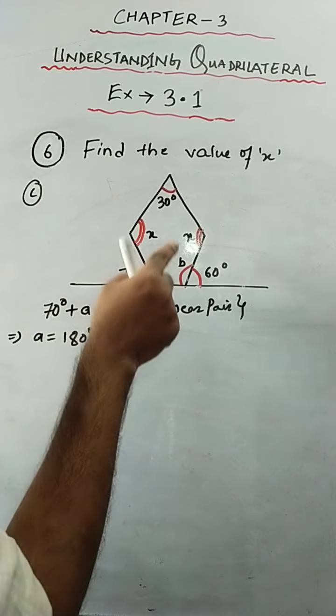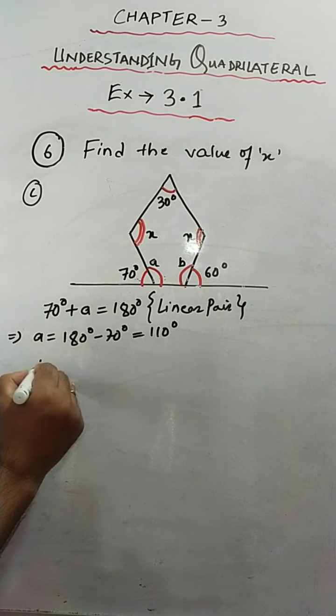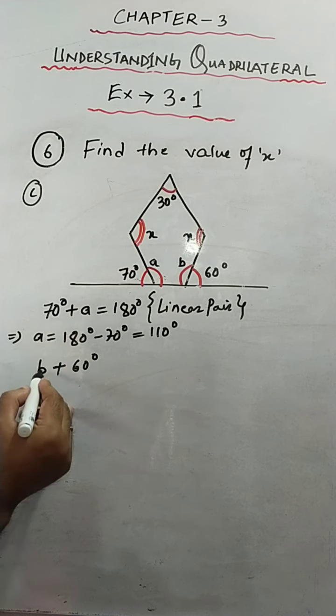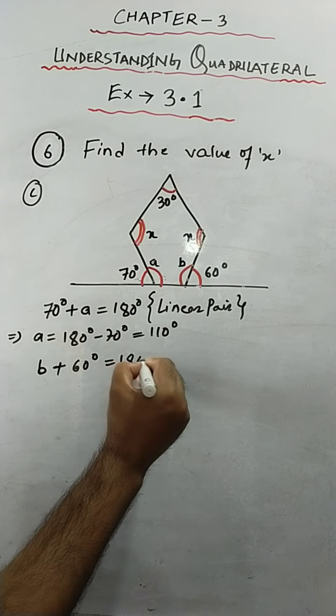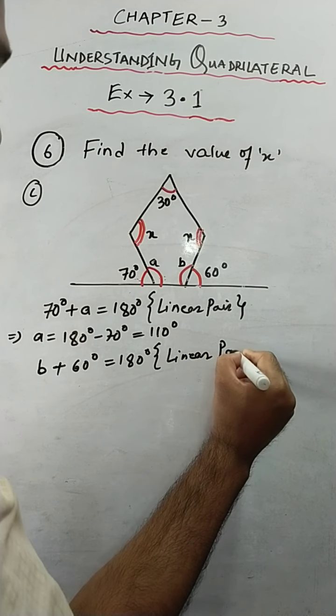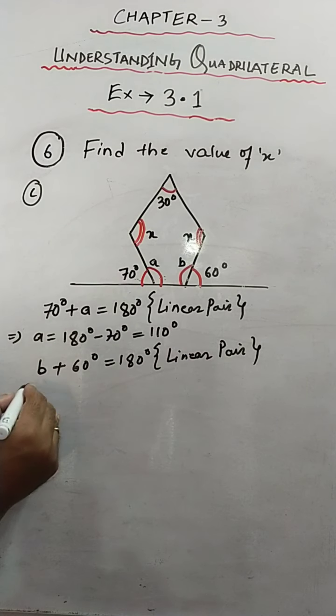Now let us get the value of B. So B we have to find out the same way, that is B plus 60 degree is equal to 180 degree. Again we have to write the reason. Fine. So how to get the value of B?